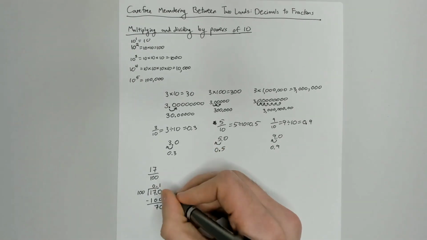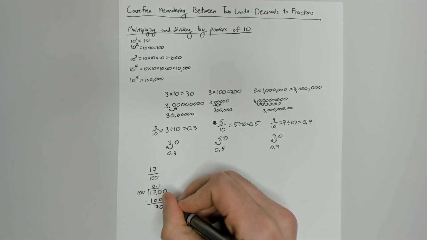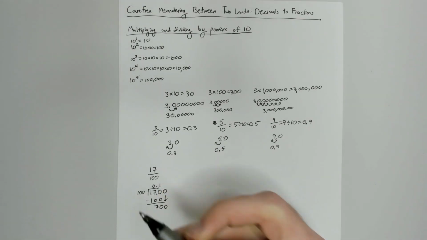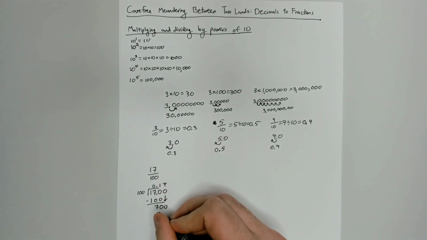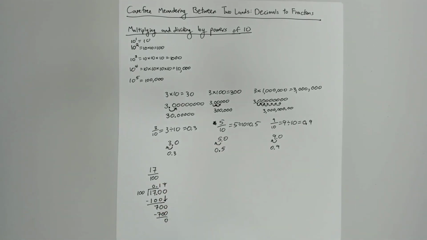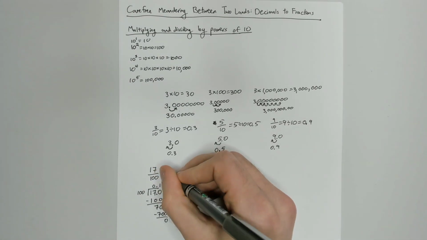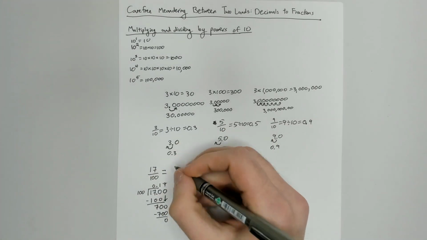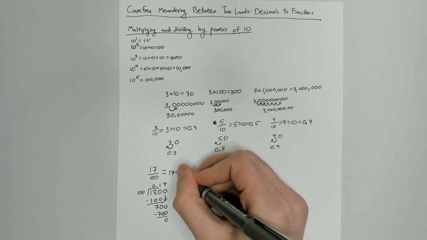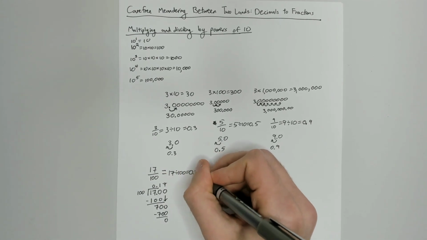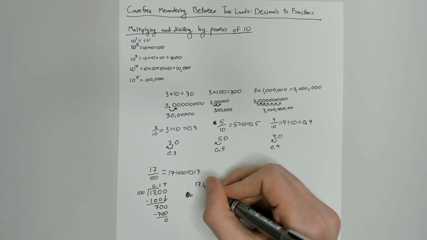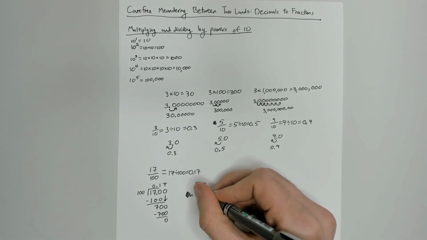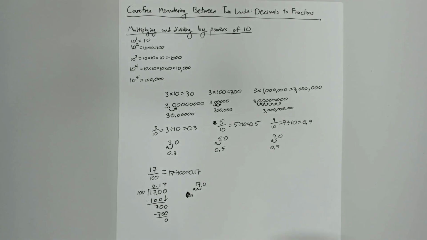But 100 can't go into 70, so we have to add another extra 0 here, bring it down, and we see how many times can 100 go into 700. Goes in exactly 7 times, right? 700 minus 700 is 0. So we get that 17 over 100, which is the same as 17 divided by 100, is just 0.17. So we can think about this as we've essentially taken 17, and we've slid the decimal over not 1 but 2 places this time because of the 2 zeros from the 100.